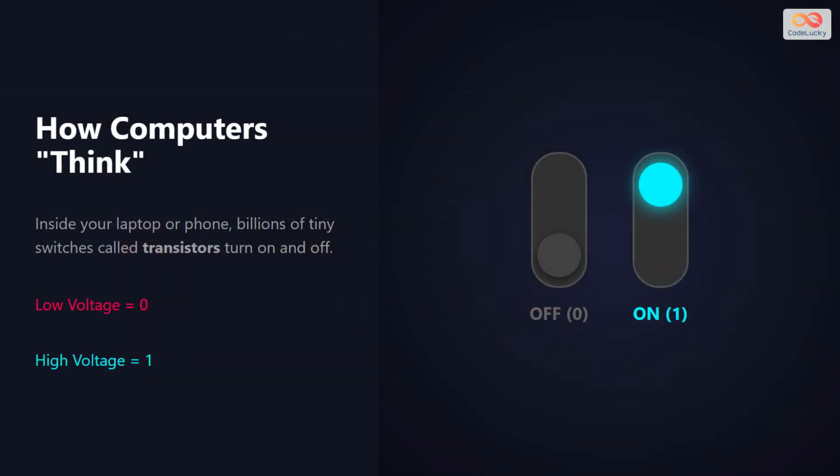Physically, this is represented by tiny switches called transistors inside your processor. When the voltage is low, the computer reads a 0. When the voltage is high, it reads a 1. This deterministic nature makes our computers incredibly reliable and precise logic machines.